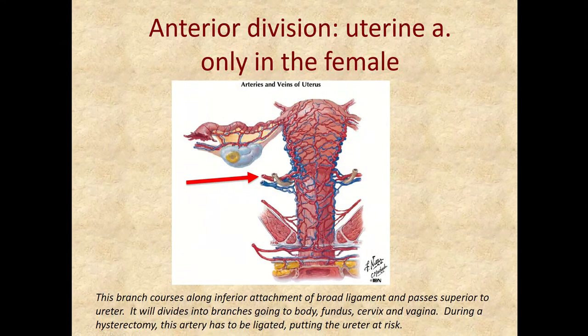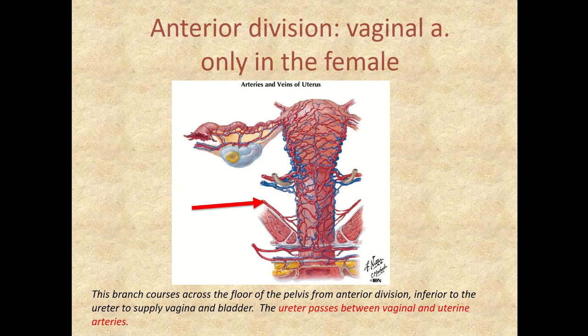And so you can see that this artery has a lot of branches, brings a lot of blood to this region. So you do have to ligate this artery if you're going to remove the uterus, and you can see because it passes over the ureter that it can damage. You can damage the ureter if you don't correctly identify it.